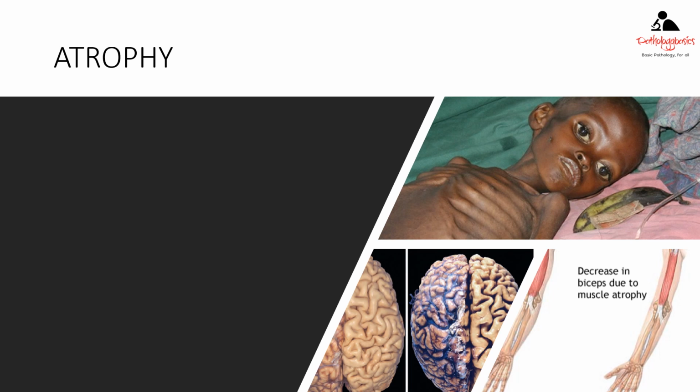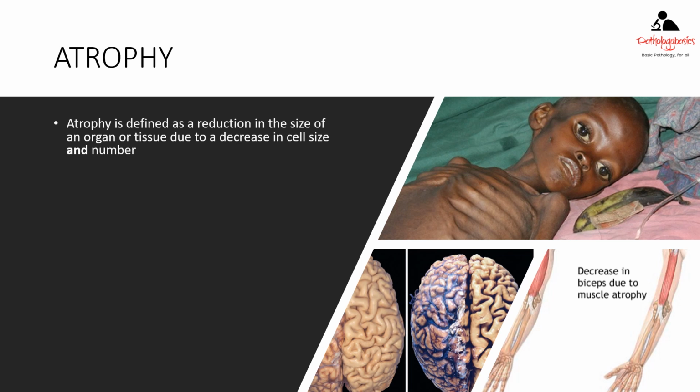This is an example of muscle wasting or muscle atrophy happening due to protein energy malnutrition. This happens due to loss of nutrition. So atrophy is defined as reduction in size of organ or tissue due to decrease in cell size and number. So the important point over here is that the atrophy is happening due to decrease in cell size as well as number. Okay.